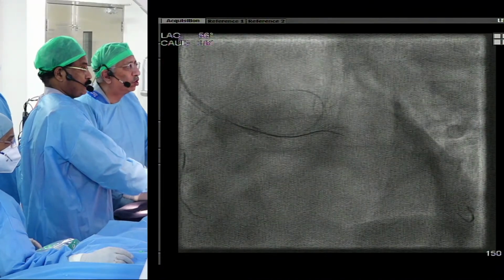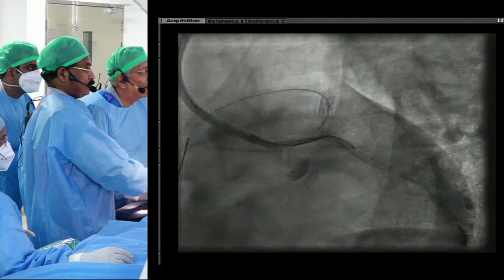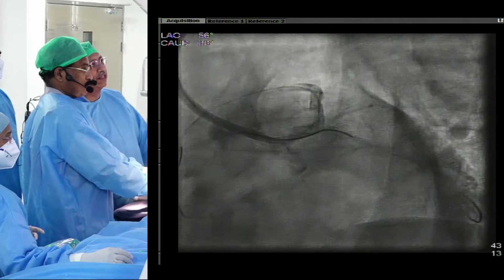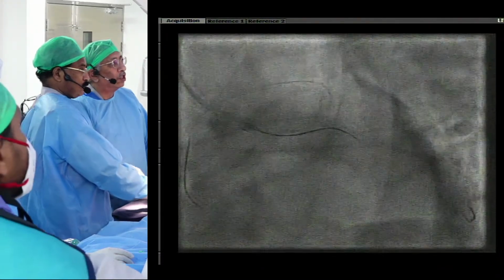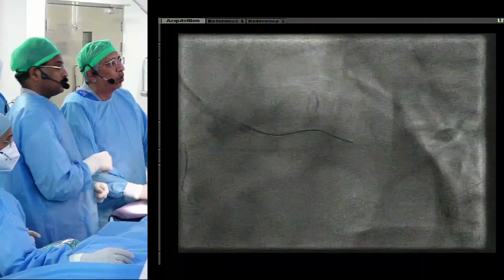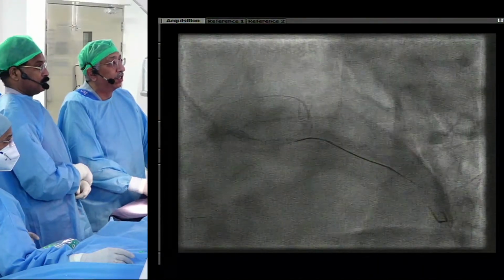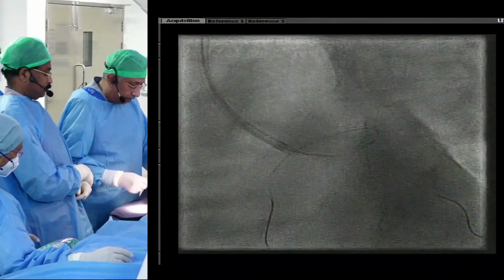So now if you look at the two wires, the jailed wire and the wire across the circumflex, you see there's a gap between the two. So that's a very crude way to know that you have done a distal cross. But then of course we've got to confirm with an OCT.